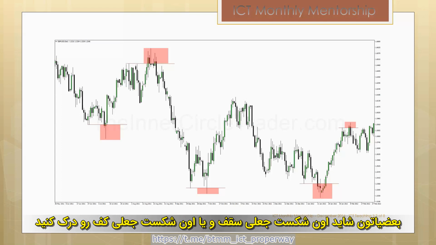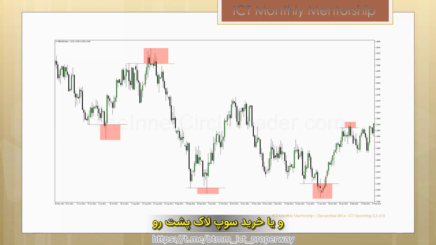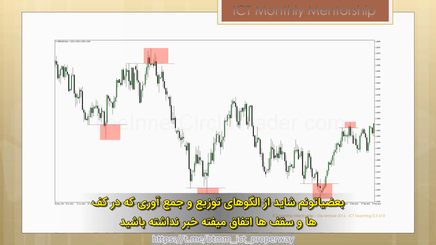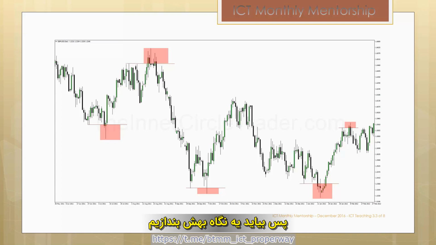Some of you probably understand that higher high failure swing and lower low failure swing, or turtle soup sell and turtle soup long. Some of you probably aren't aware that there are other distribution and accumulation patterns that take place at highs and lows. So let's take a look at that now.